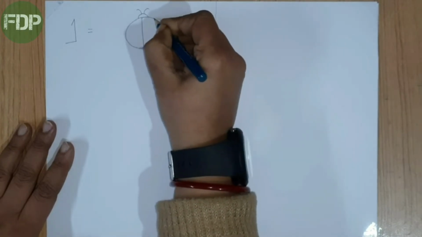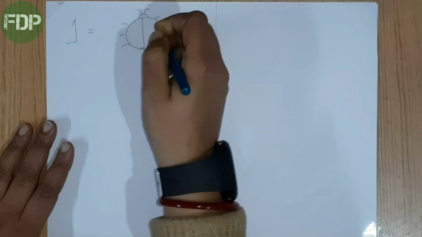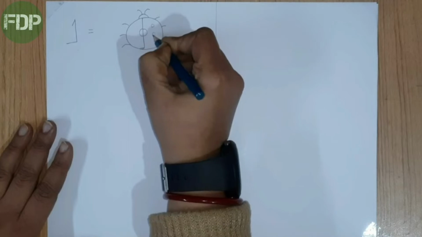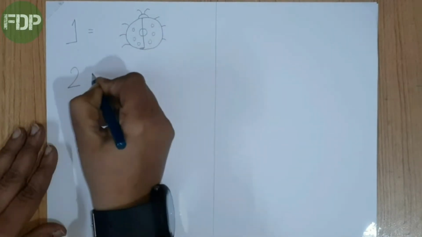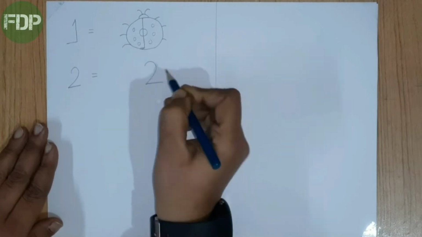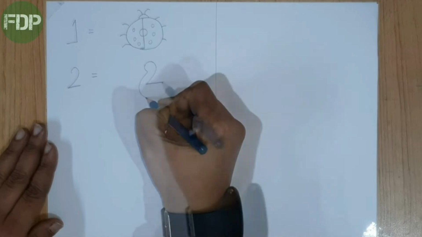So 1 has become a ladybug. Yes, we can draw a ladybug with the number 1. So 2 will become a duck. With the number 2, we can draw a duck.